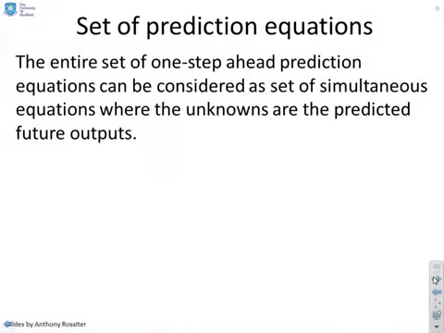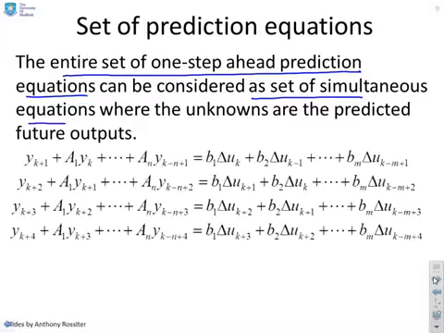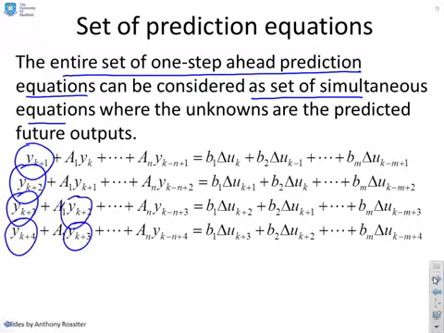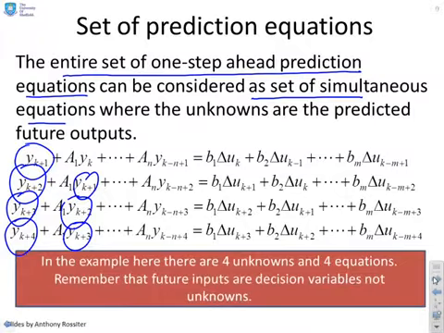What I'm going to do is go back to the entire set of one step ahead prediction equations. We haven't done anything different there, but we're going to say these can be considered as a set of simultaneous equations, where the unknowns are the future outputs. There we go, I've just written the equations down again, and what do you notice? Here, for example, I've got 4 equations, and how many unknowns have I got? I've got 4 unknowns. Okay, 4 equations, 4 unknowns, linear simultaneous equations, so I should be able to solve these in a straightforward manner, and really the only question is how do I do it to keep my life neat and tidy. So here's the example.